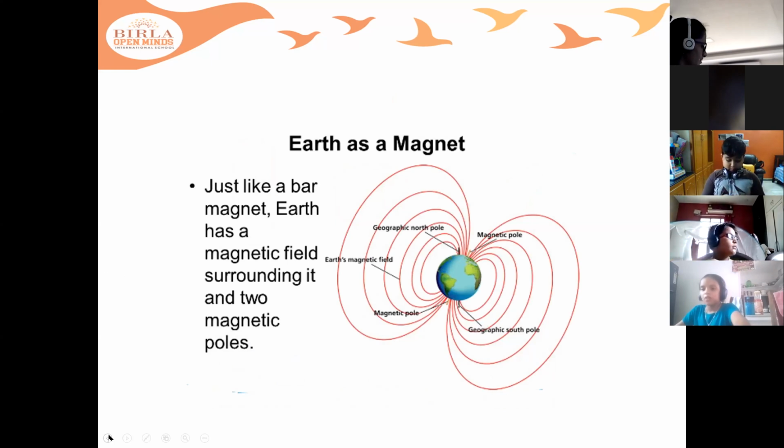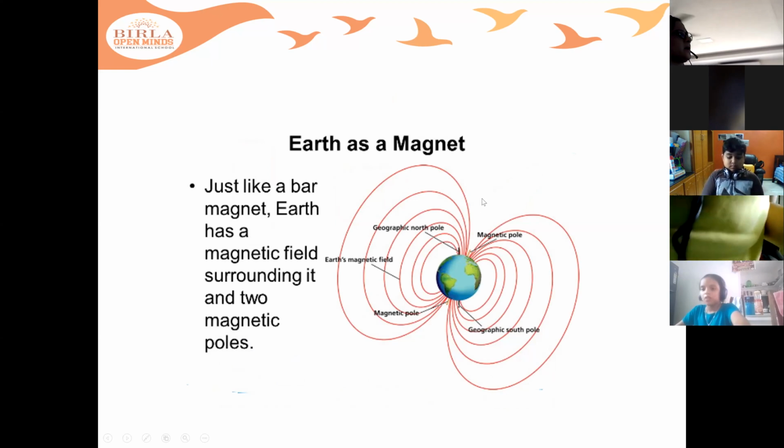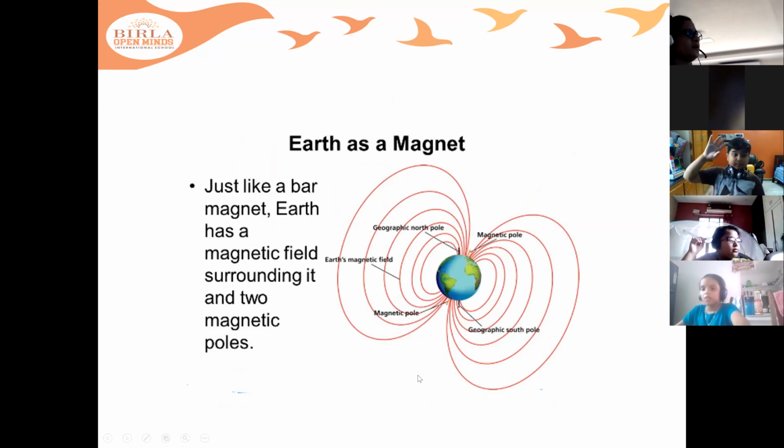So here, if we talk about Earth, Earth also acts like a magnet. Now you'll be having a doubt: ma'am, how can Earth act as a magnet? How can you say that it shows these magnetic properties? Yes, Sushil?